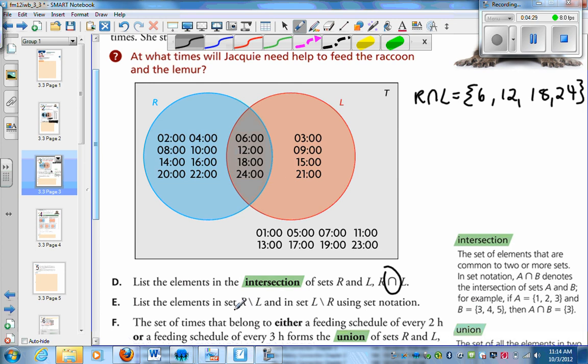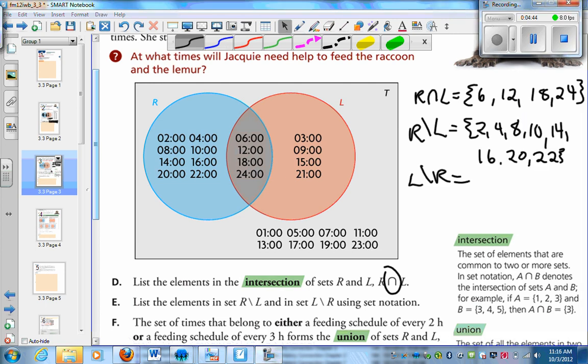Okay, list the elements in the set R, not L. So these are all the things that are in R, but not L. So that's all of these things in blue, but not in purple. So that's 2, 4, 8. Okay, so I've continued listing all the ones that are in R, but not L.